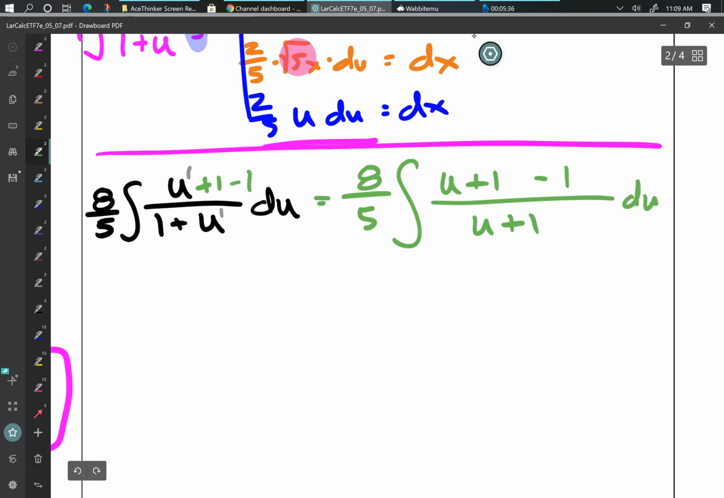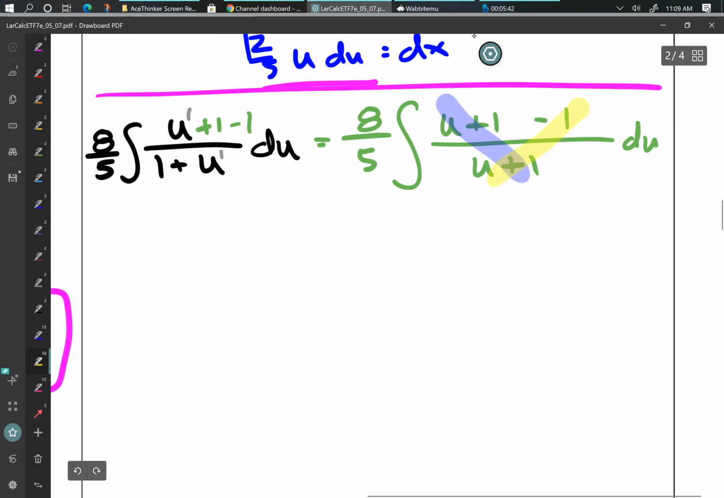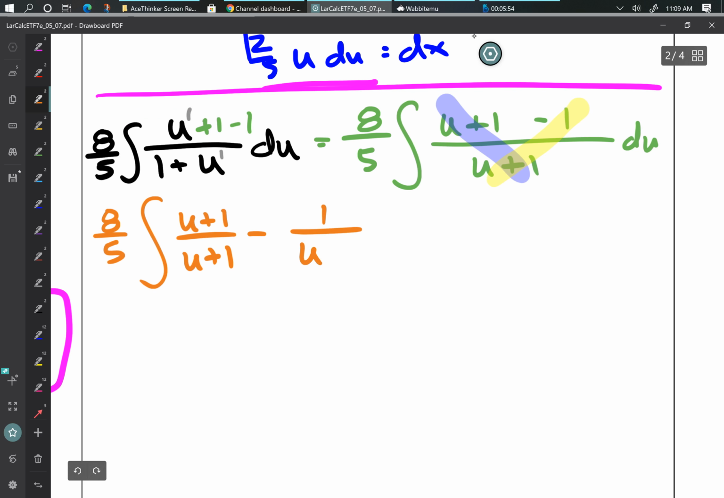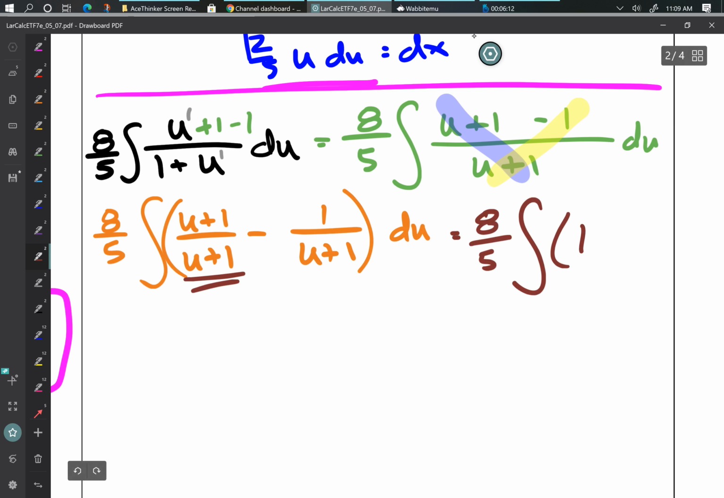Because what I'm going to do is split this into 2 fractions now. 8/5 is still going to be a coefficient out in front. It's still going to be the integral, but it's going to be u plus 1 over u plus 1 minus 1 over u plus 1 du. Technically I should have parentheses here. Now the value of this fraction is going to be 1, so this is going to turn into 8/5 times the integral of 1 minus 1 over u plus 1 du.